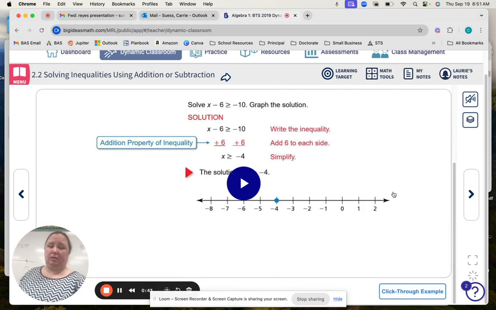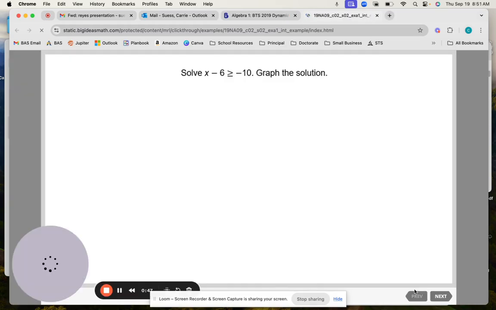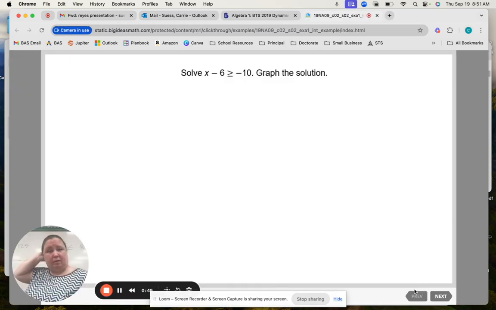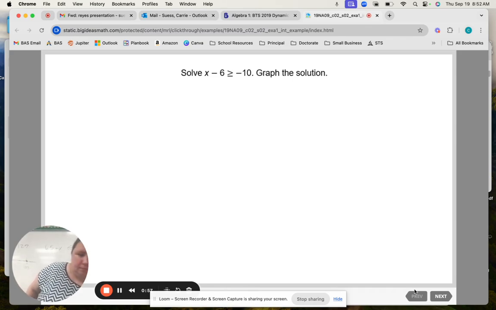All right, so let's look at example 1. Put this in your journals. You will need a number line. We're going to solve x minus 6 is greater than or equal to negative 10 and then graph it. Has everybody written the first part?